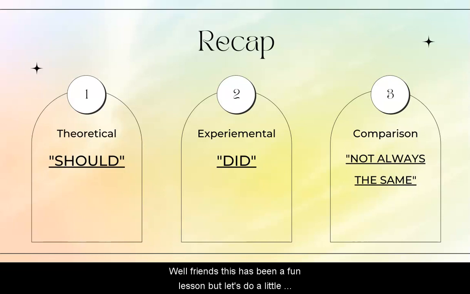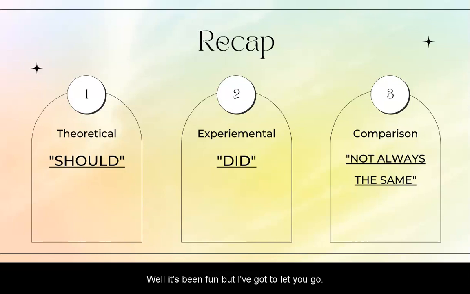Well, friends, this has been a fun lesson, but let's do a little recap before I have to let you back out into the world to apply all of your newfound knowledge. First, we learned about theoretical probability and that it is what should happen in probability. Second, we discussed experimental probability and that it is what did or actually happened. And third, when we look at the comparison, we decided that they are not always the same, but that they are pretty close.